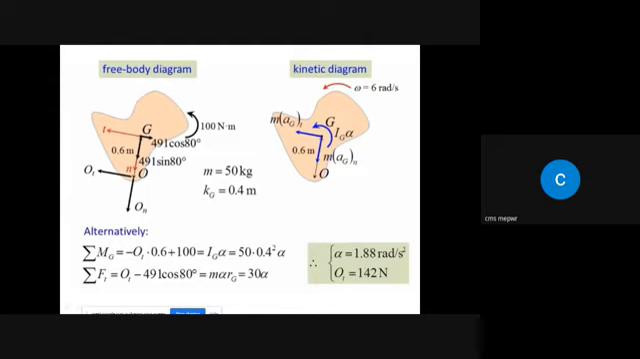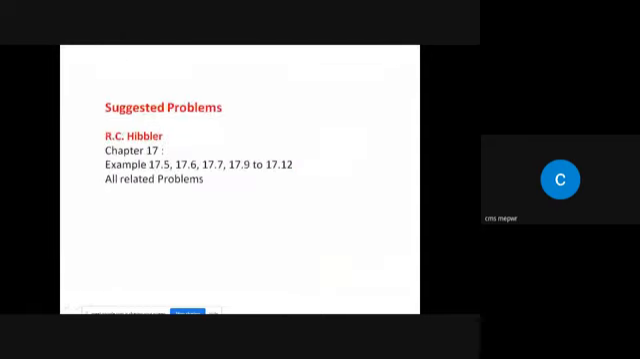Alternatively, if they are asking you to find the moment at some other point, not at point O, you can also do it. Means you can find the moment at point G. In this case, the moment due to the forces, that is 491 cos 80, 491 sin 80, will be 0, and the only moment will be basically the externally applied moment, right? So you can go through this one also.